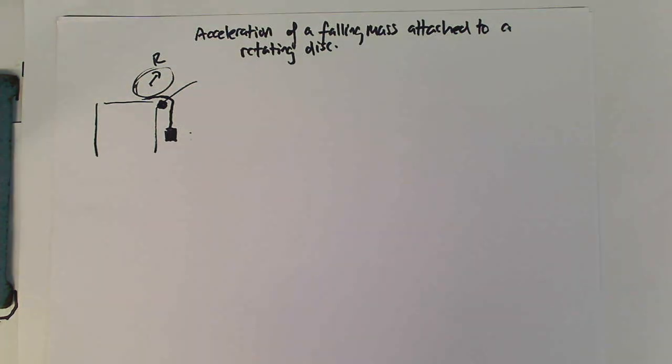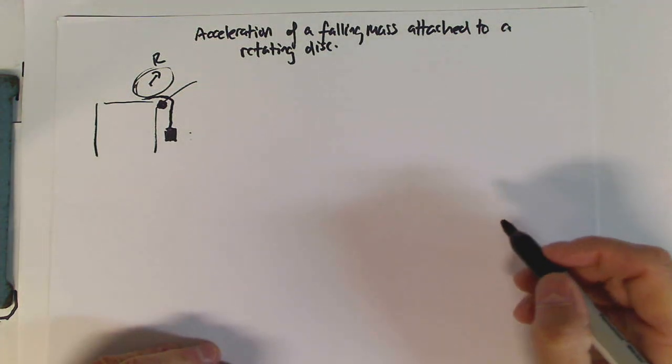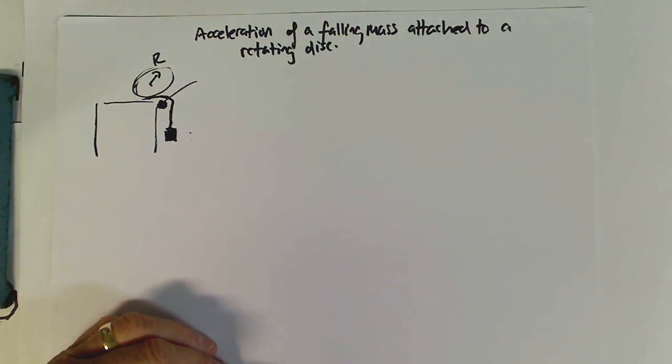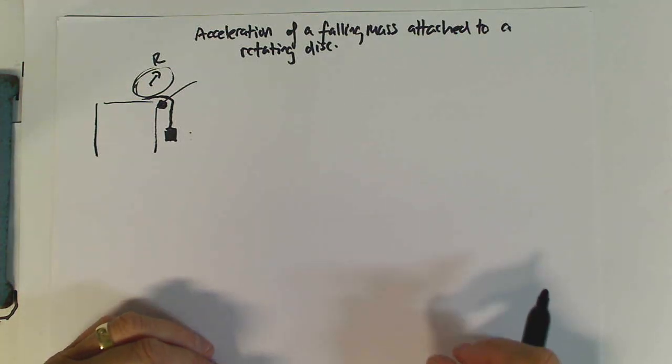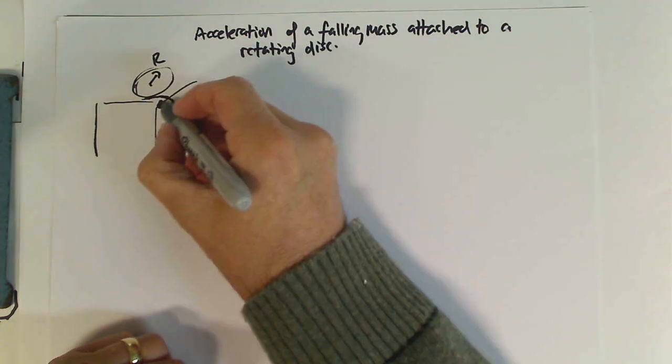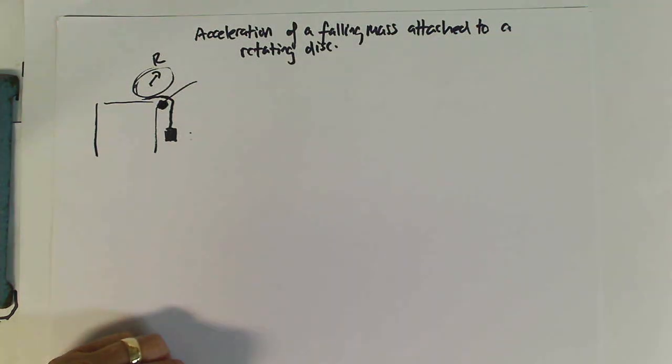Okay, what we're looking at here is acceleration of a falling mass attached to a rotating disc. So we'll just identify a few things. This is obviously the most important part of setting up your problem. That's just a frictionless pulley as usual. We'll identify the mass as m.